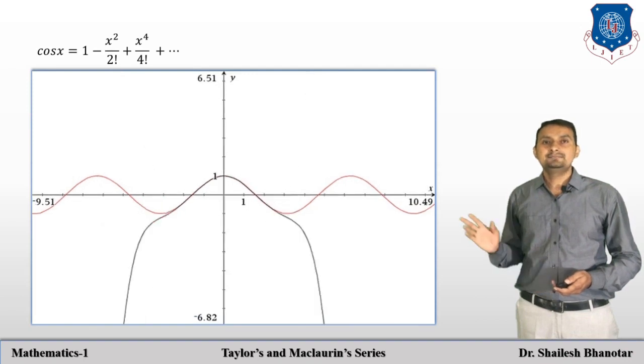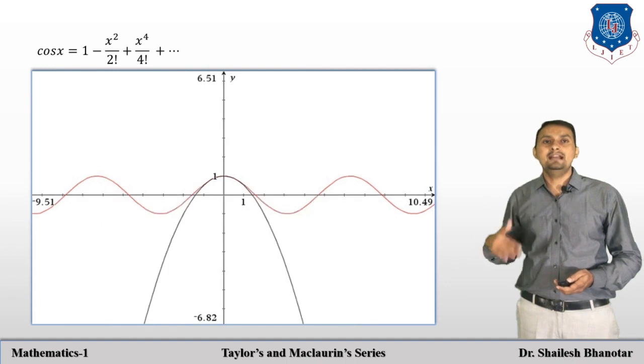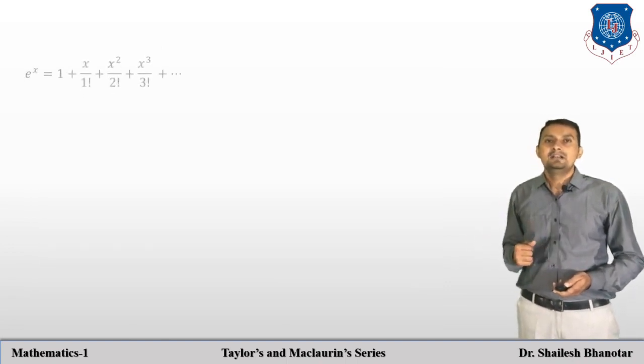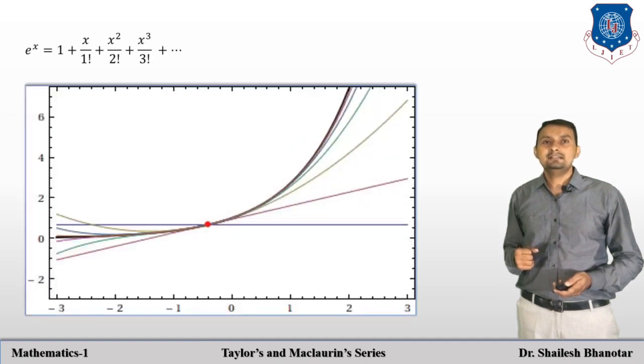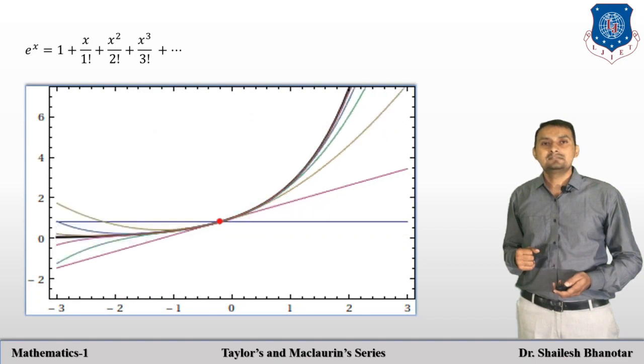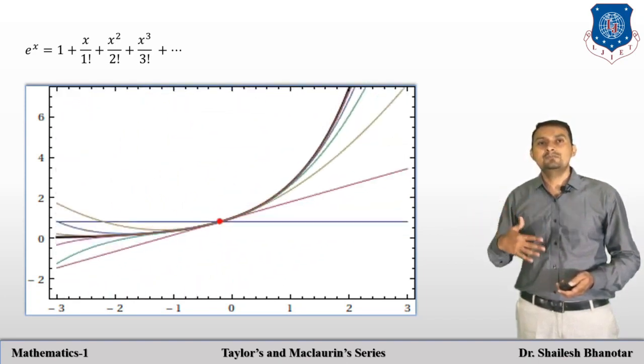Also you can understand, first 1, then minus x squared divided by 2 factorial. If we add successive terms, then we will get this graph. This is the exponential function, also you can estimate the graph. So first 1, then 1 plus x, then 1 plus x squared by 2 factorial.